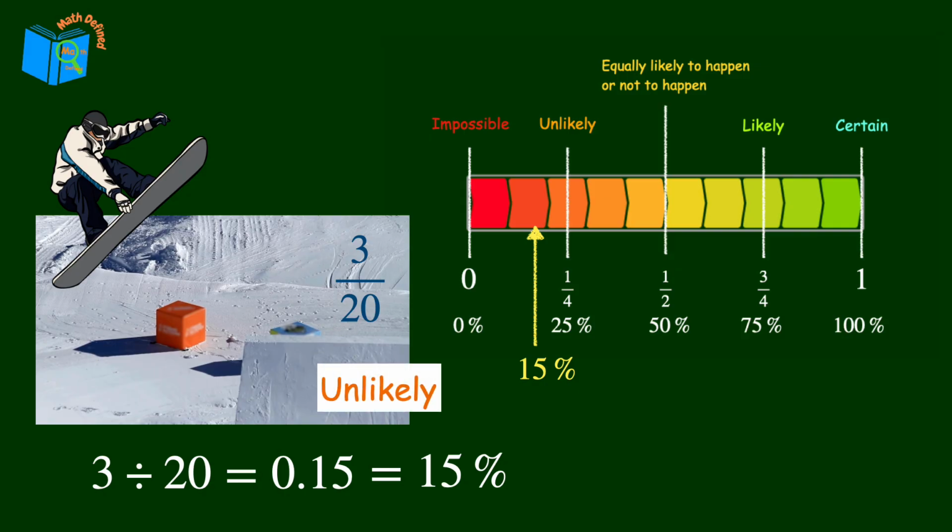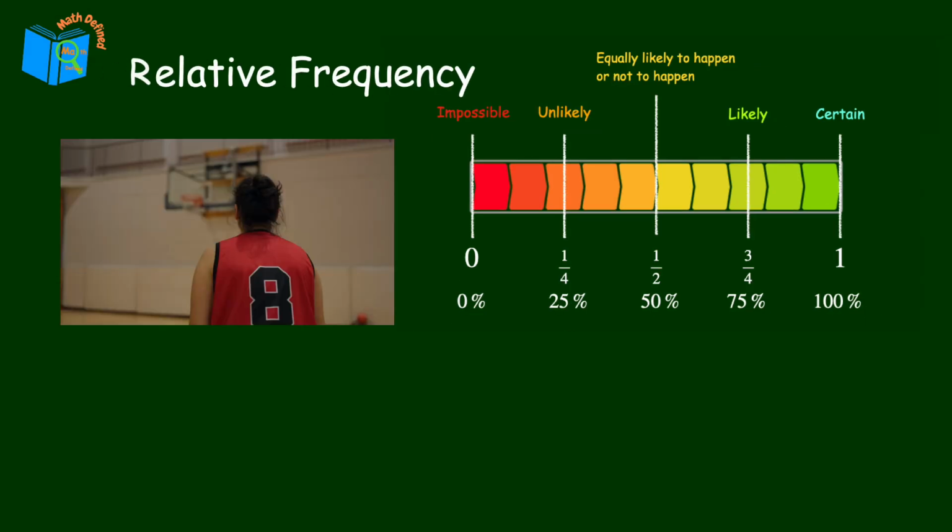So far, we've been looking at the probability of events before they happen. But what if we collect data from real attempts? That's where relative frequency comes in. Relative frequency is how often something happens compared to how many times you try.